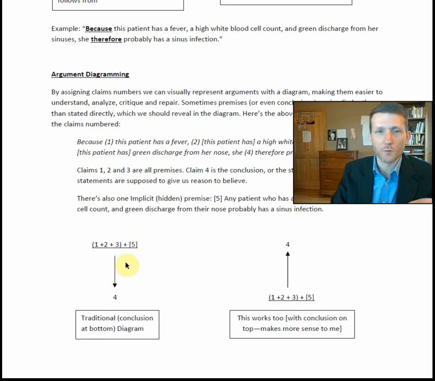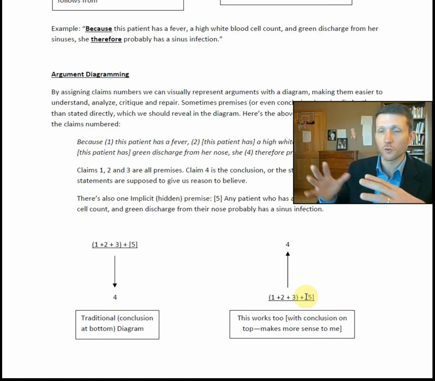Oftentimes, arguments are diagrammed in this fashion, going from top to bottom. I prefer to do it from the bottom up. You can do whatever you want, but this makes more sense to me because it's like the roots of a tree. You've got the roots of a tree down here at the bottom, and they're supporting the trunk.